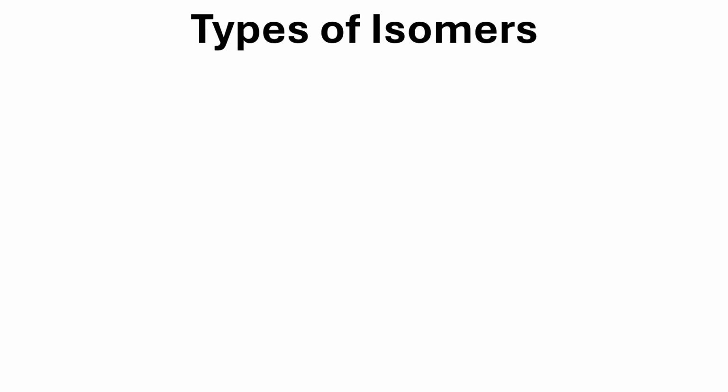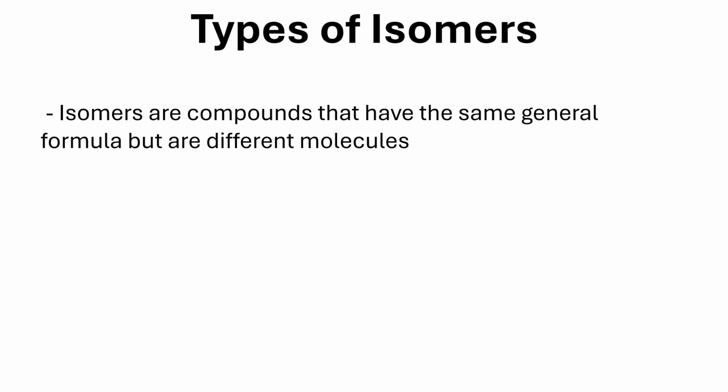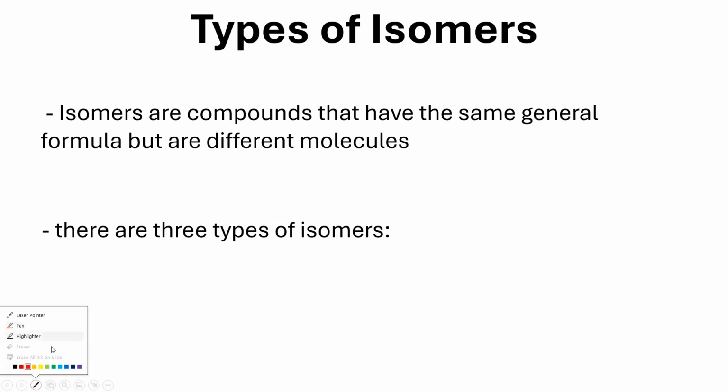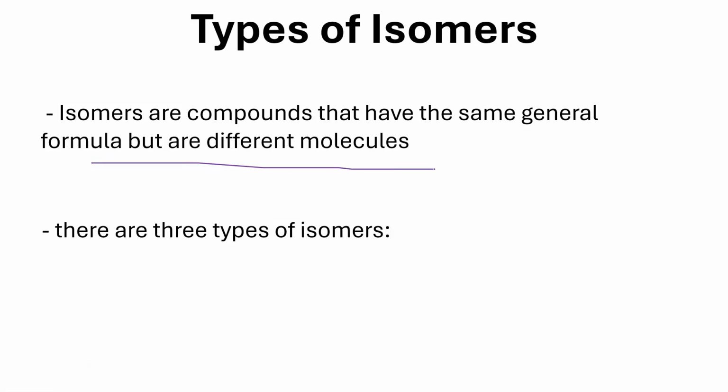In this video, we're going to investigate different kinds of isomers. In general, isomers are compounds that have the same general formula, but they're different molecules. And we have three different types of isomers. This definition that I've got here right now is just our general definition for all three, and then there's a little something extra that's going to set the three apart.